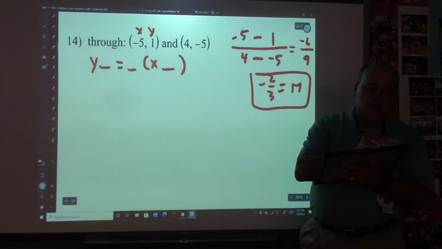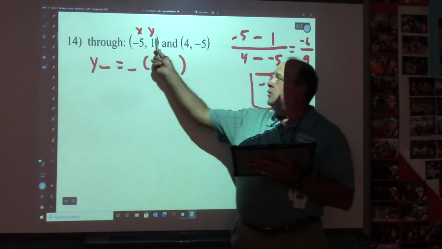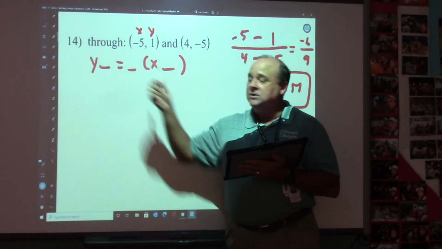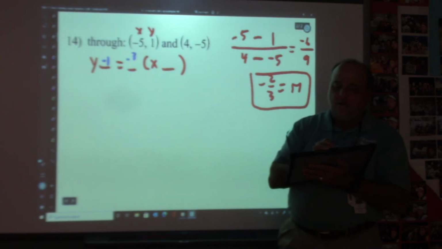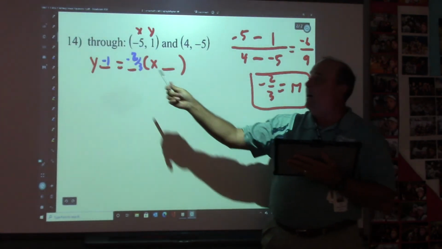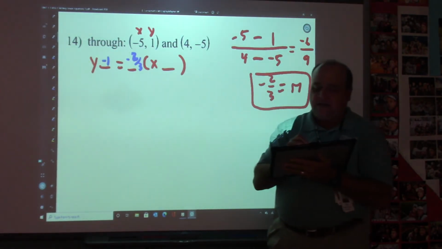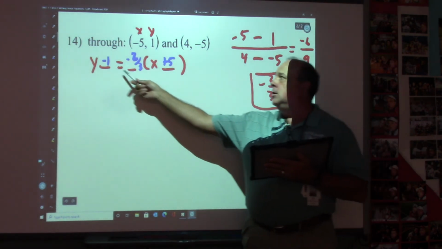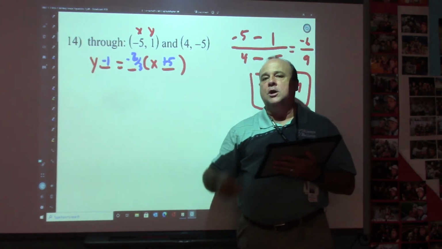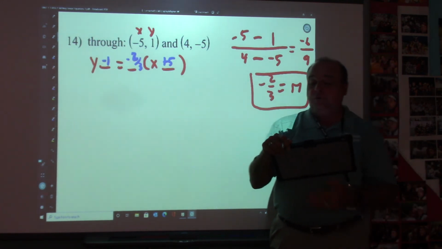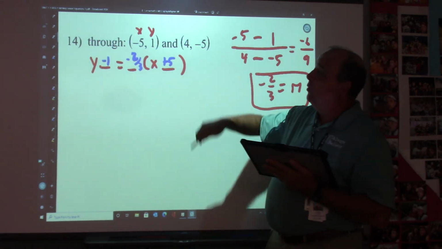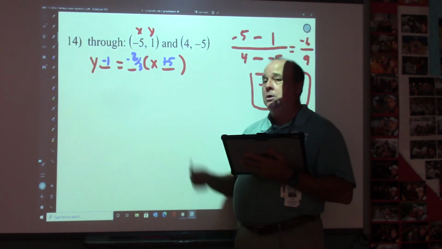So let's do this in purple. When I put this y here, the opposite of positive 1 is a negative 1. You're going to flip the sign. Our slope is negative 2 over 3. That does not change. And my x will go from a negative 5 to a positive 5. This right here is your point slope. You're going to use this a lot in your pre-cal, your calculus. You're going to use point slope a lot. So they want you to get used to writing point slope.